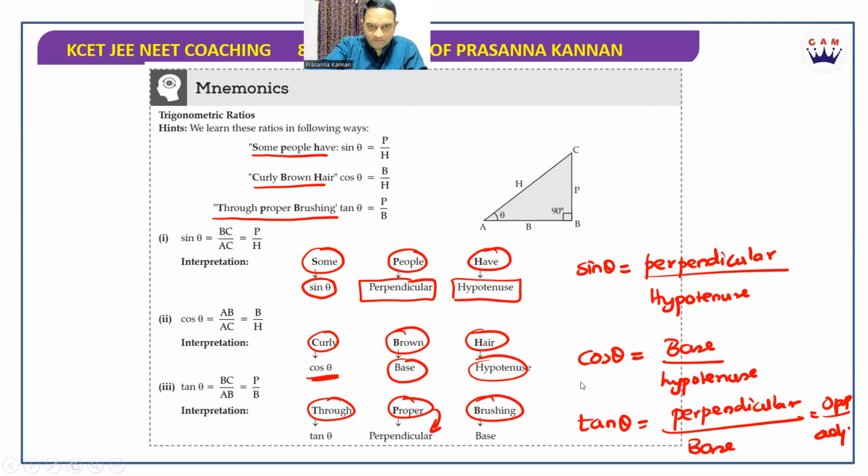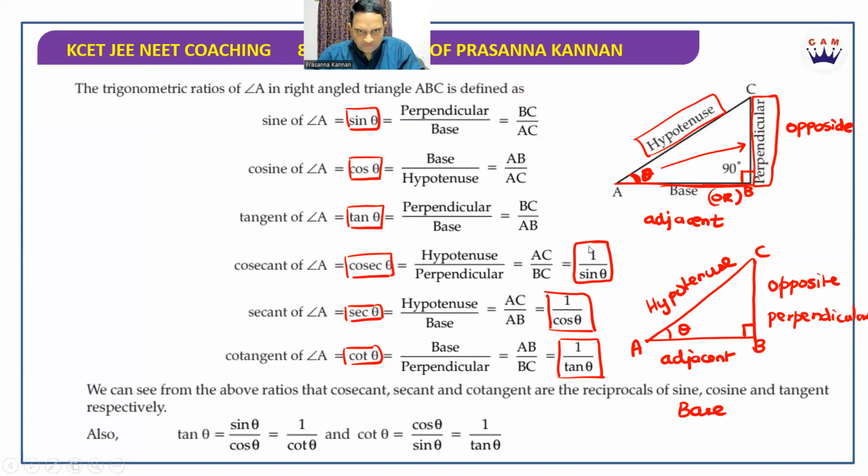In case you forget, what is sin theta? Perpendicular by base or opposite by base. Sorry, not base. Some people have, right? So what is sin theta? Perpendicular by hypotenuse. Correct. So hypotenuse is AC, so it is BC by AC. Next, cos theta. What is cos theta? Base by hypotenuse, or adjacent by hypotenuse. Adjacent is AB, so AB by AC. Clear?